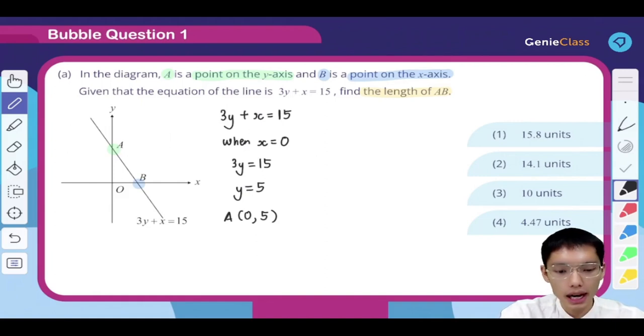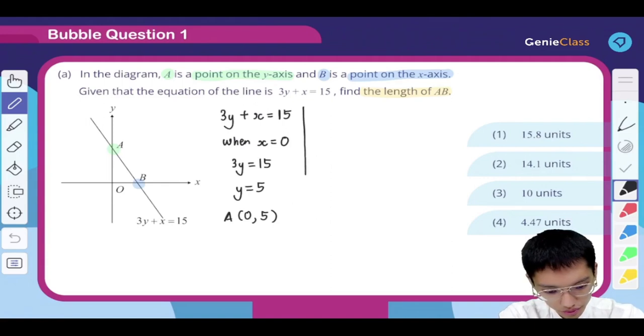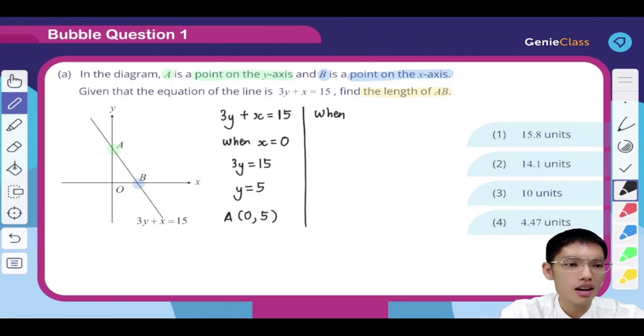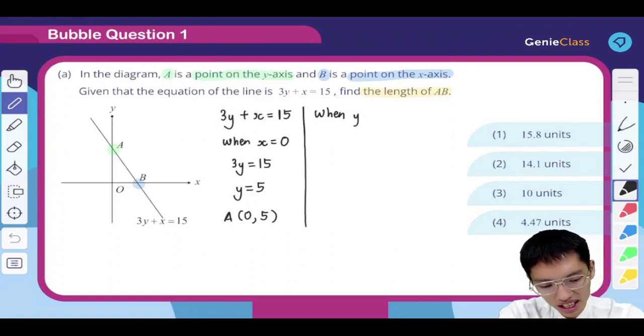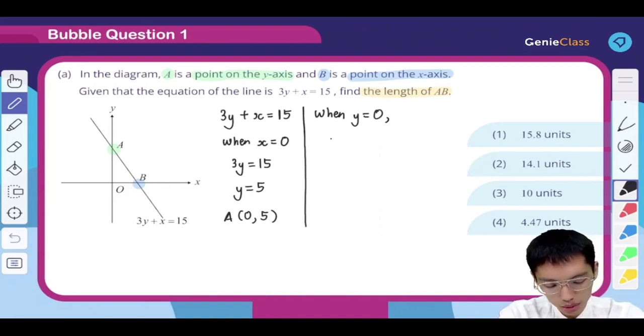Okay, so I want to find the coordinate B. So what should I do? A is when x equals 0. B is when? Take a good note over here. Let's think about it. B is at my x-axis is when? Very good, when y is equals to 0. Perfect. So you just sub it in and you realize you have x is equals to 15. So this is your B.